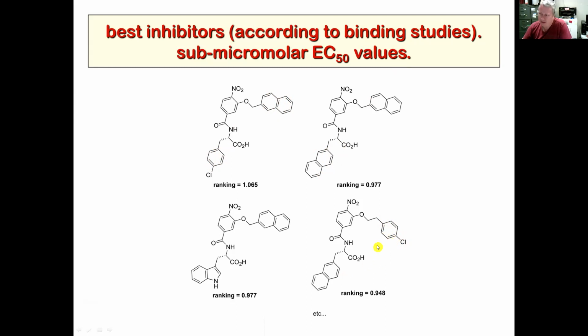They knew that aromatic side chains were good. This is a weird amino acid, right? A non-natural amino acid with a naphthalene on it. This one is actually tryptophan. So this is a natural amino acid. But for the most part, these are all non-natural amino acids. Okay, so those are the good ones before we were involved in the project, all right?